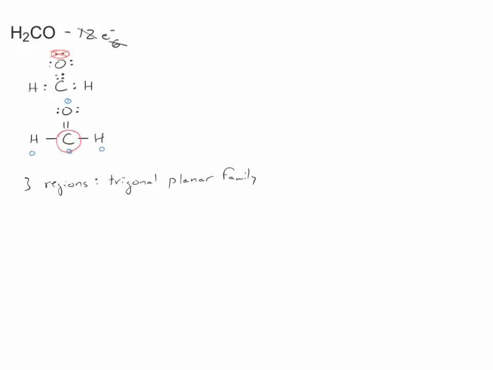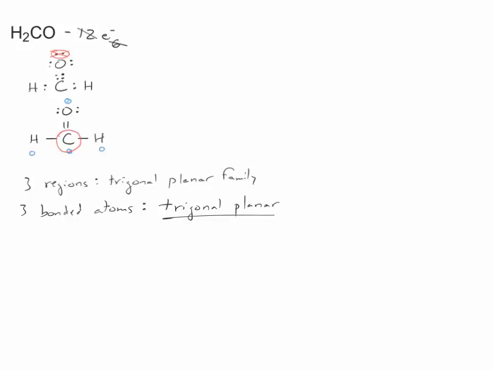How many bonded atoms do we have? Well, we have 1, 2, 3. So with 3 regions and 3 bonded atoms, our final shape is indeed trigonal planar. That's our shape for this molecule.